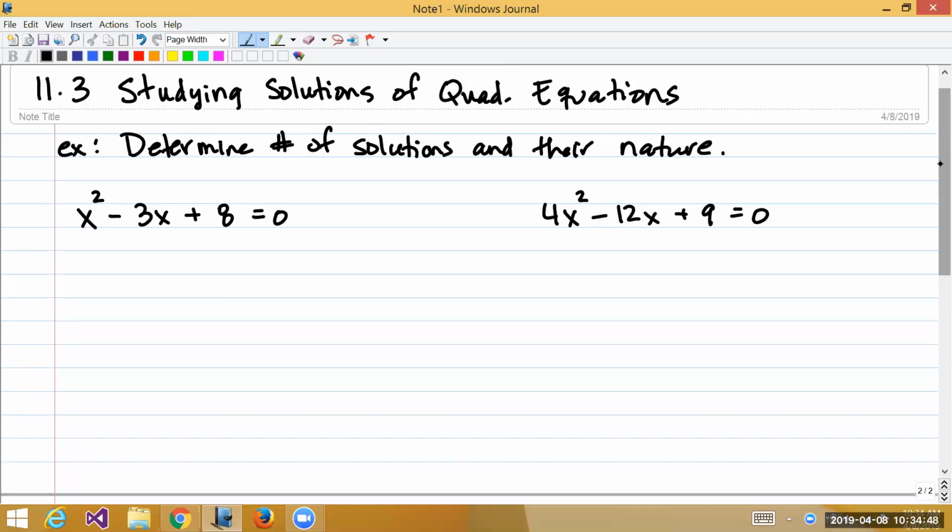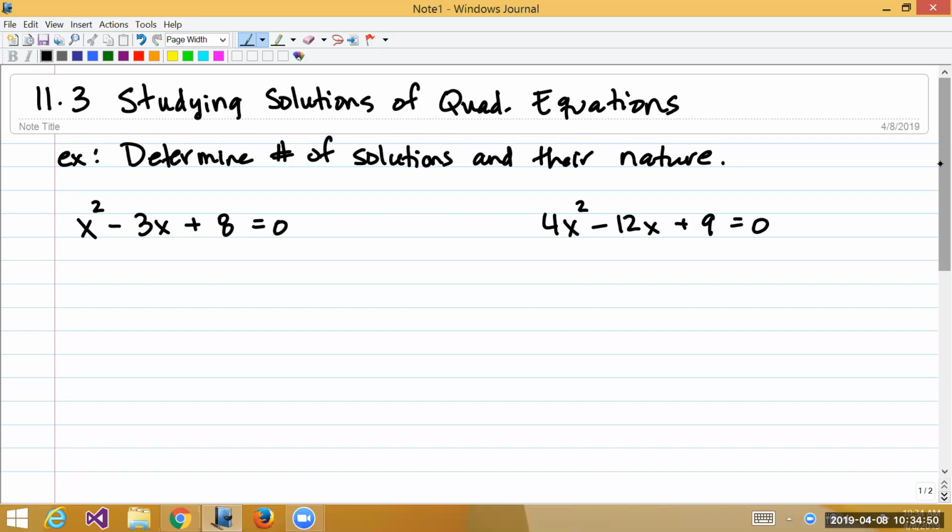11.3, studying solutions of quadratic equations. In order to determine the number of solutions and their nature, we need to calculate the discriminant. Remember, the discriminant was b squared minus 4ac. That was the expression that was inside the square root.